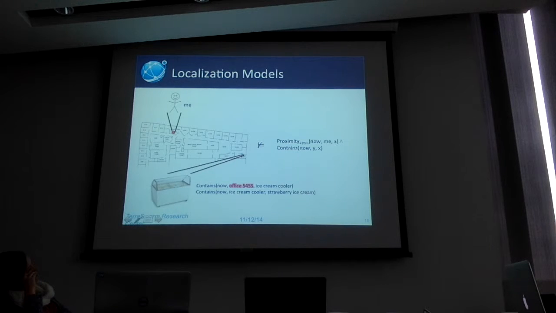However, if we moved the cooler over here with the ice cream, then this would no longer be valid. This would no longer be true because we have broken the proximity relation.